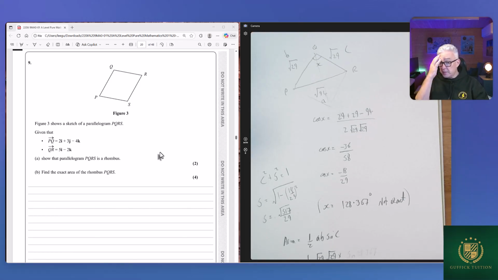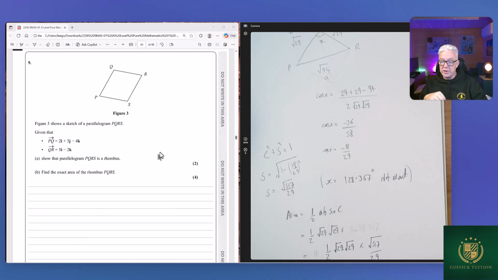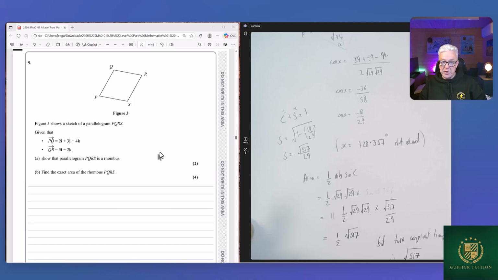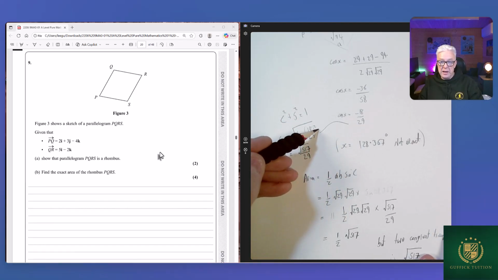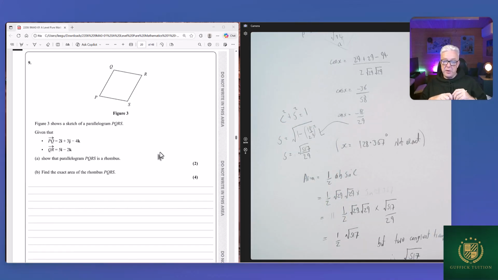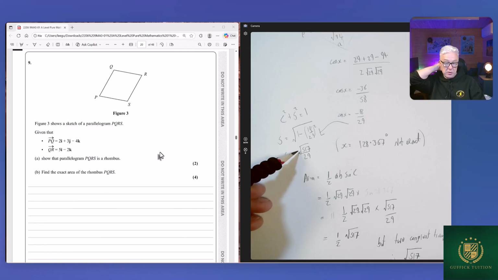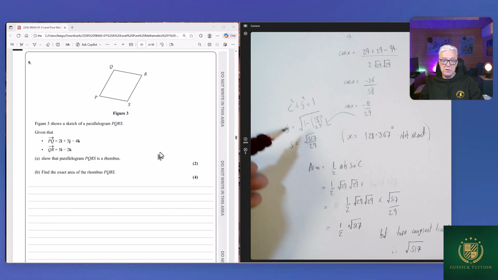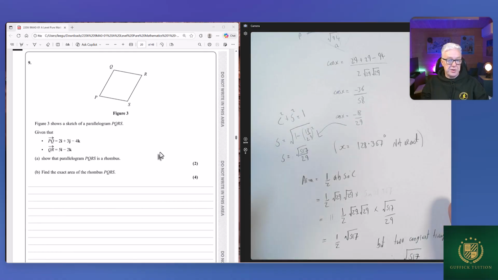Okay, that gives me that cos of x is minus 36 over 58, which simplifies into minus 18 over 29, which corresponds to an angle of 128.367 degrees. That's fine, but that's not exact. So actually, there's an alternative approach. So once I've got this result here, let's use the fact that sine squared add cos squared is 1. So if we use that, then we can get an exact answer for what sine is going to be. And sine turns out to be root 517 over 29 when we use that. Make use of the fact that sine squared add cos squared is 1.